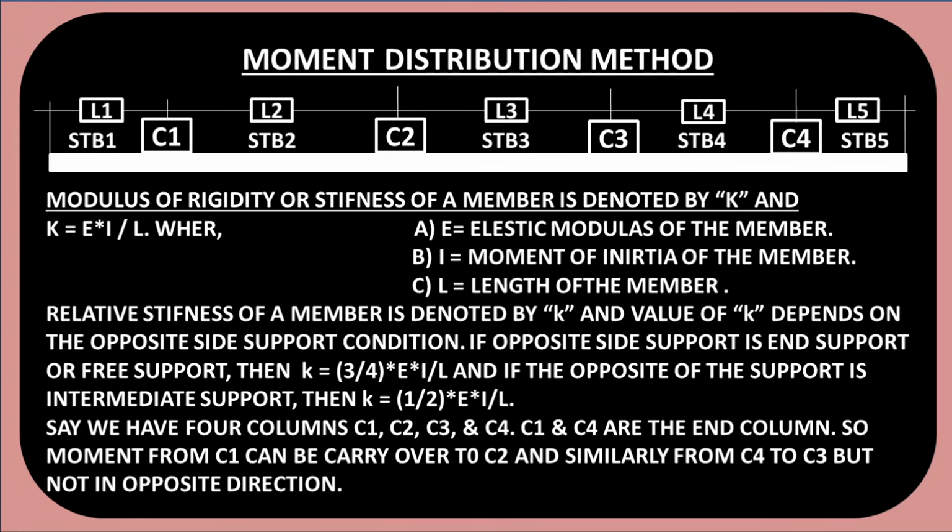Say we have 4 columns C1, C2, C3, C4. C1 and C4 are the end columns. So moment from C1 can be carried over to C2 and similarly from C4 to C3, but not in opposite direction.